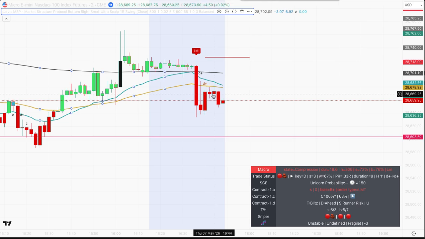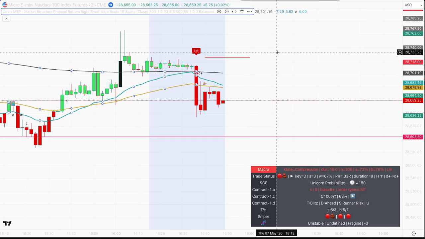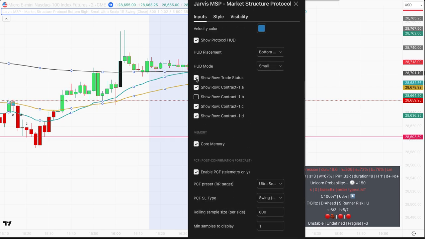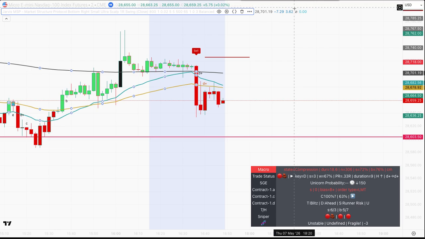So that's basically the trade status. Pretty straightforward. Very important row. I definitely would not want to make this row invisible if I were you. And invisibility is here. You can actually make things invisible or disable or enable them if you want to make your HUD a little bit tighter and more compact.